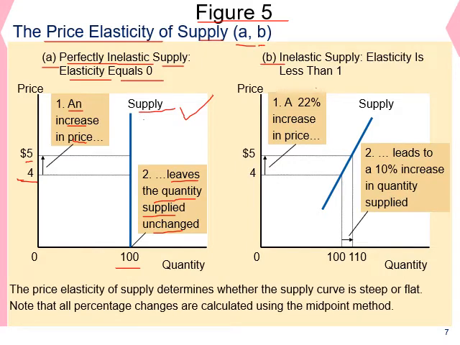Panel B deals with inelastic supply, where the value of the elasticity is less than 1. This means that a 22% increase in the price leads to only a 10% increase in the quantity supplied. So the percentage change of the price here is greater than the percentage change of the quantity. So the supply curve is inelastic, and the curve is going to be much steeper.